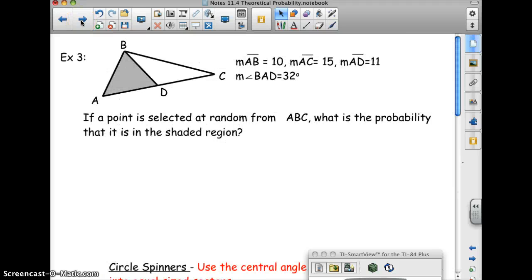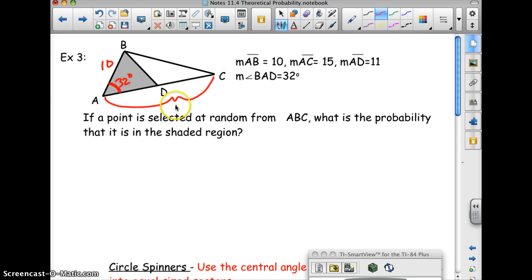All right, so here we go. We've got two triangles here. We got a smaller one shaded and a larger one not. And this is actually a trig kind of question. They tell me the measure of angle BAD, that's this right here, is 32 degrees. And they tell me that AB is 10. And they also tell me that AC, this whole thing here, is 15, and this is 11.